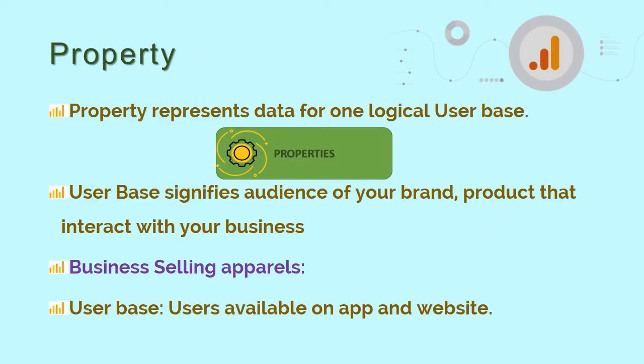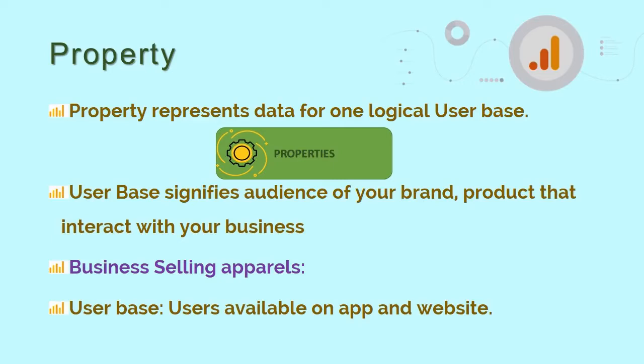So what are properties? Well, a property represents data for one logical user base. A user base is the audience of your brand or product that interacts with your business. Consider a business selling apparel. Users of this business may find it and interact with the business via mobile or a website. A single property in a Google Analytics account will be needed to hold the user data from the app and website for this business.